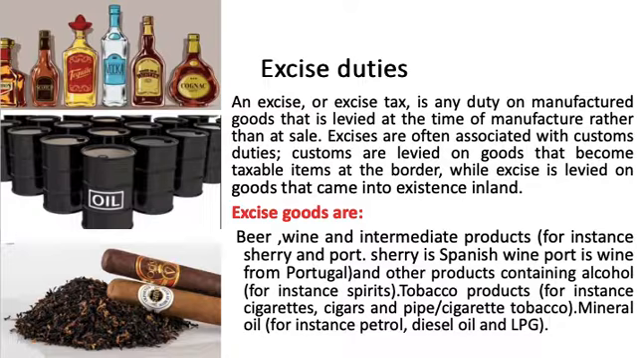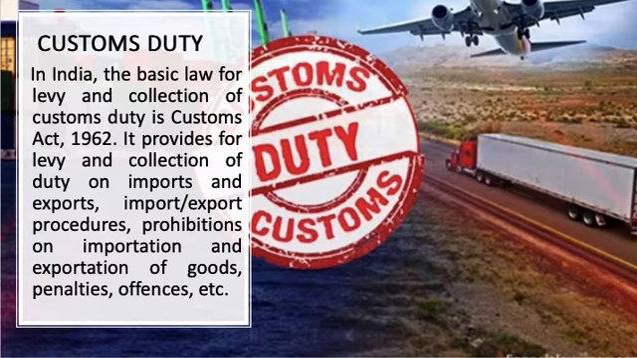The goods covered under excise duties are beer, wine, intermediate products, for instance, sherry and port wine. Sherry is a Spanish wine, whereas port is a Portuguese wine. Other products containing alcohol, for instance, spirit. Tobacco products, for instance, cigarettes, cigars, and pipe tobacco. Mineral oil, for instance, petrol, diesel oil, and LPG.